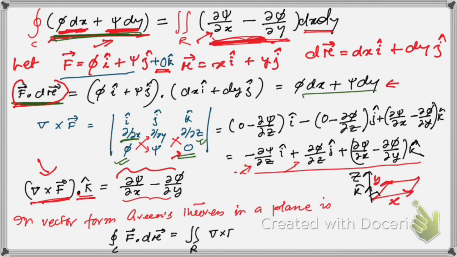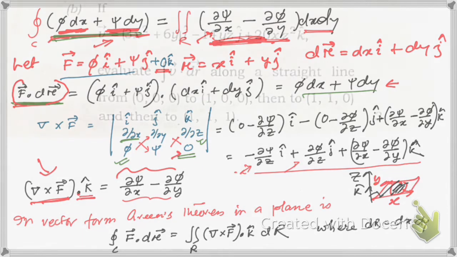So you're going to get this. This is the vector form. This capital dR means we are taking a region R, and this R varies as x and y vary. So we can say dR is nothing but dx dy. This is the vector form of Green's theorem in a plane.